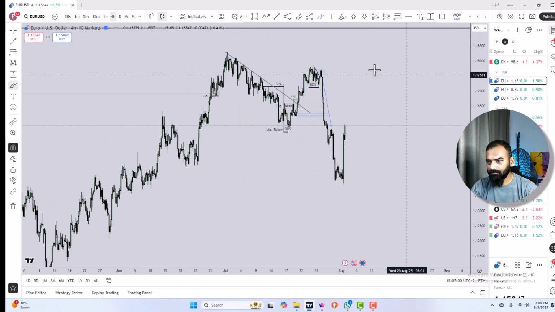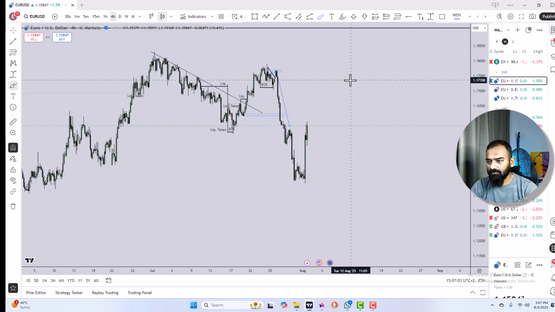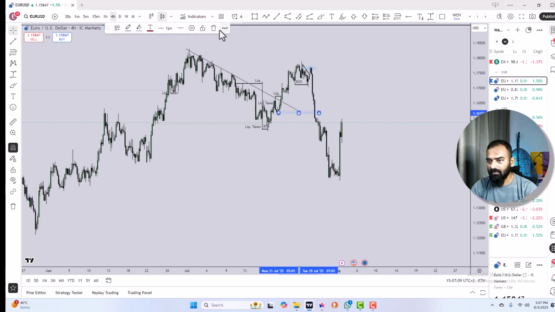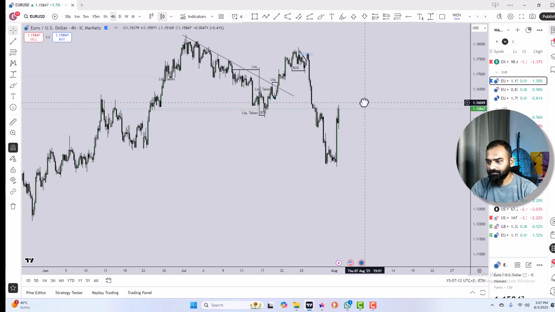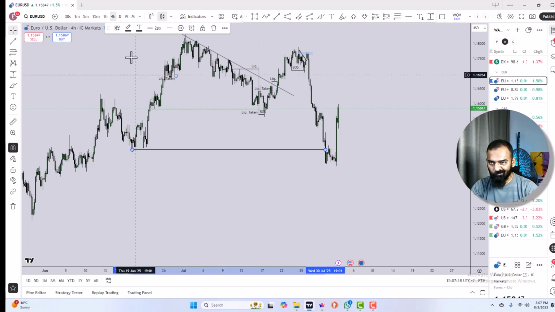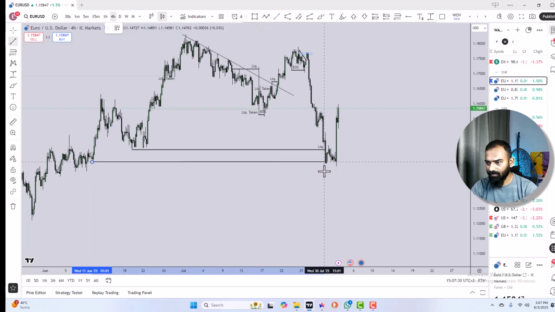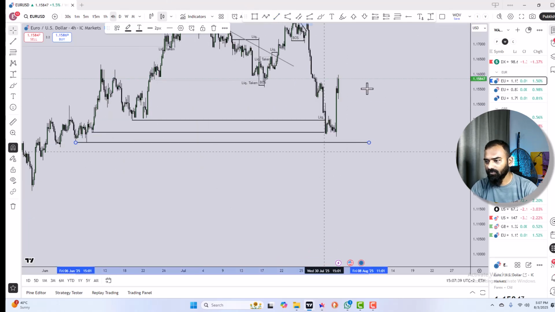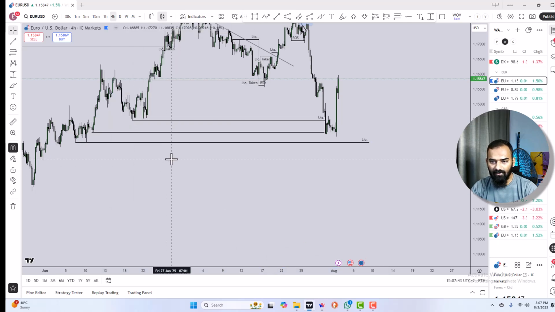Euro. So euro has completed its downside objective from last week pretty well. Even it went down, took out these liquidity levels. Then it has taken this particular liquidity level also. I think there are equal lows available here. More to the downside is still pending.